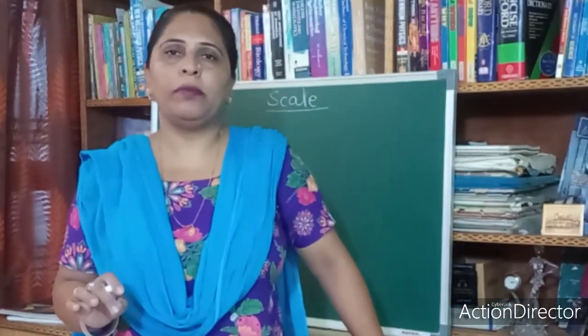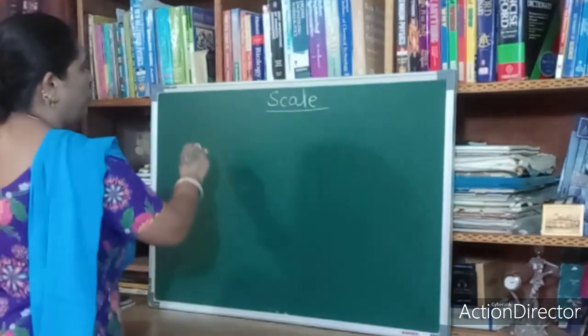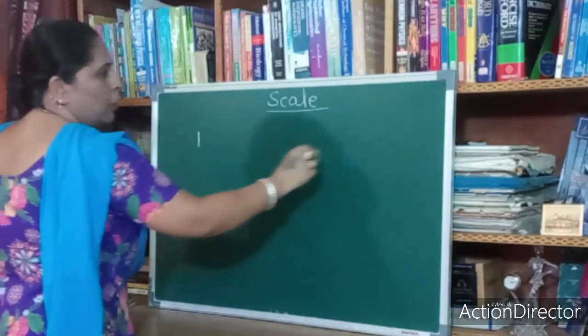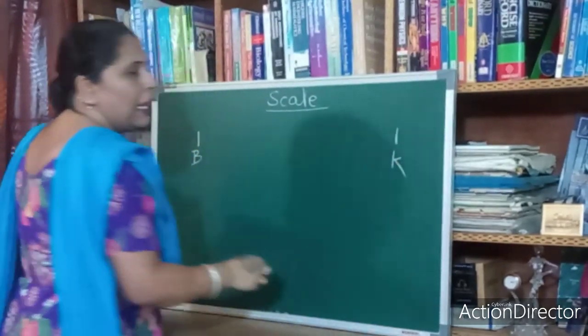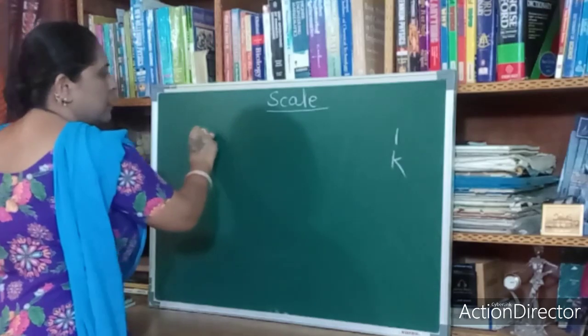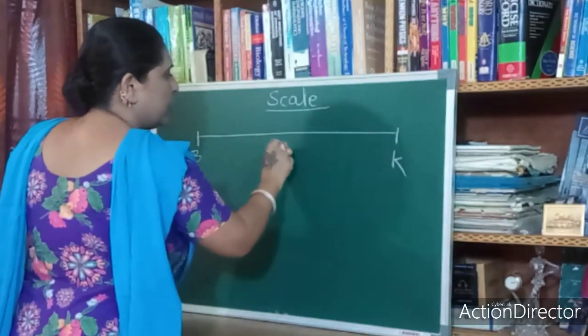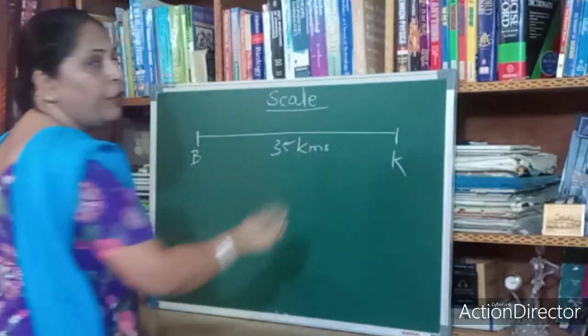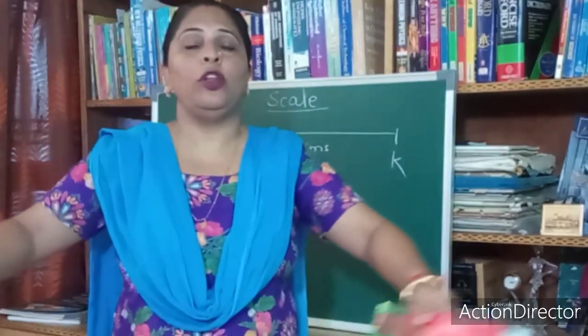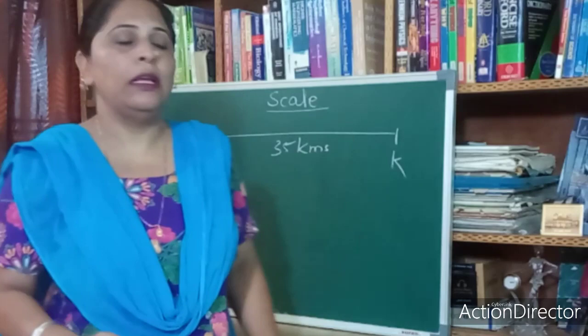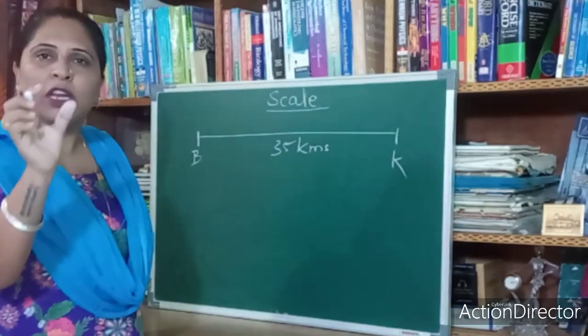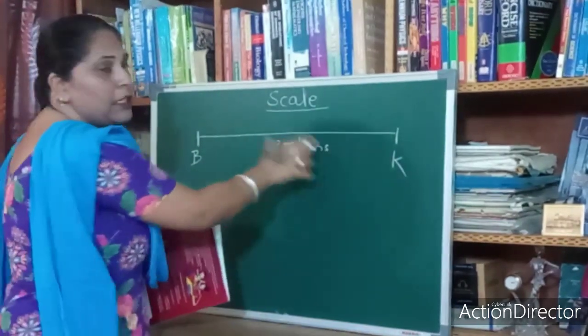There is a scale on the map. What is the purpose of this scale? Suppose from point A, Bhawanipatna, to point B, Kesinga, let us assume the distance is 35 kilometers. We cannot use a 35 kilometer long paper to show in the map the distance from Bhawanipatna to Kesinga. Instead, we can take a small representation of this length.